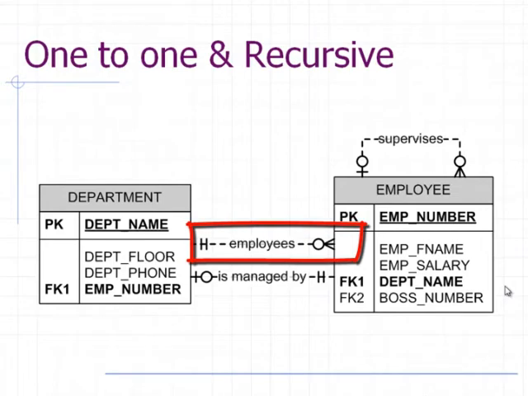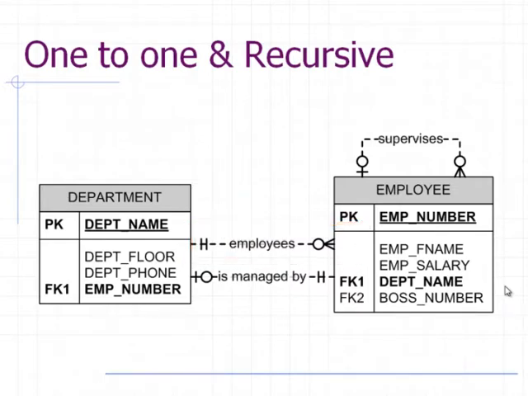Now, what do these three relationships imply? First relationship is pretty general relationship. So a department has one or more employees. So optional, and an employee belongs to one department. So you can see one-to-many relationship here.